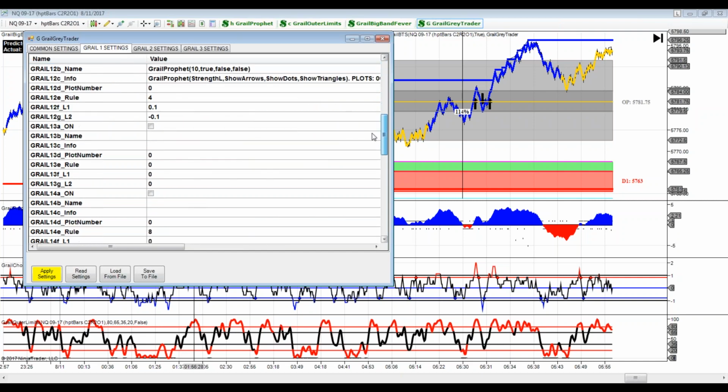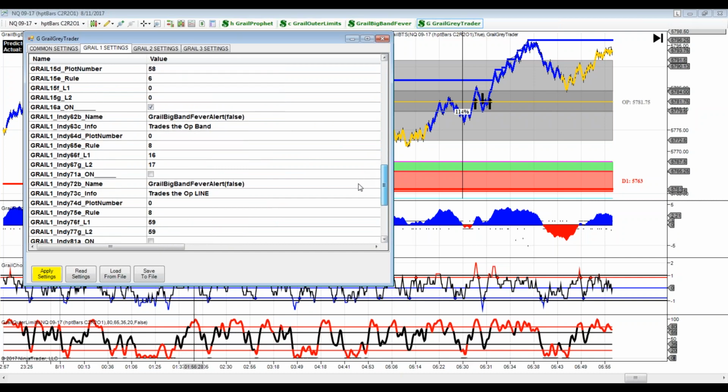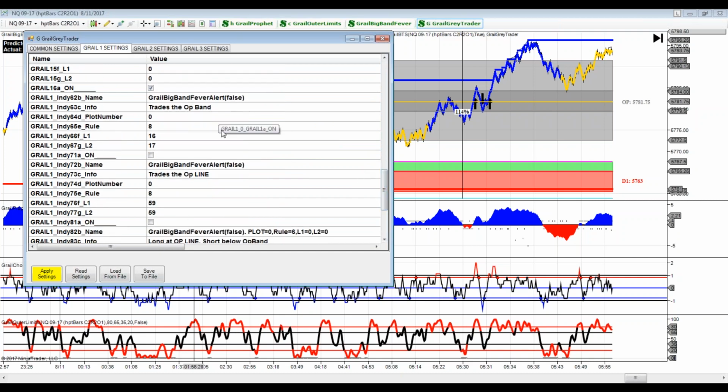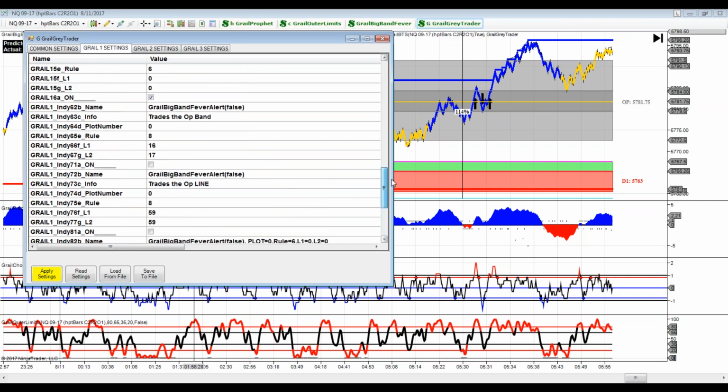So again, it's very important if you're going to be trading the OP by itself. All right, you've got a selection here. You can trade the OP band. You can trade the OP line. You can go trade long at the OP line, short below the OP band, or long above the OP band and short at the OP line. Every one of these, though, is mutually exclusive, so you can only have one of these on.